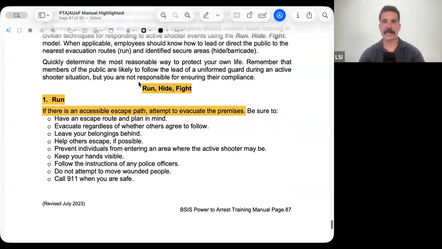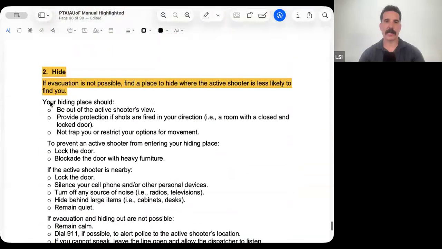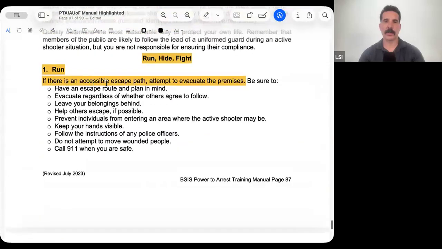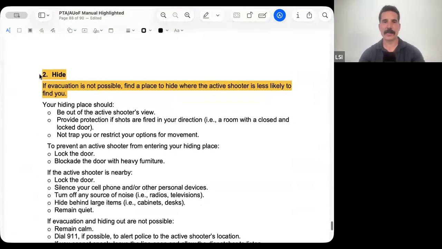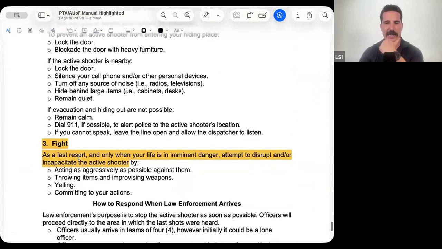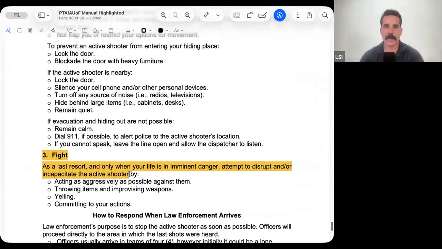All right. Next section, we're going to highlight the heading, run, hide, fight. You're going to highlight all of these headings. So number one, if there's access, one, run. If there is an accessible escape path, attempt to evacuate the premises. Highlight that. Highlight number two, hide. If evacuation is not possible, find a place to hide where the active shooter is less likely to find you. And three, fight as a last resort, and only when your life is in imminent danger, attempt to disrupt and/or incapacitate the active shooter.